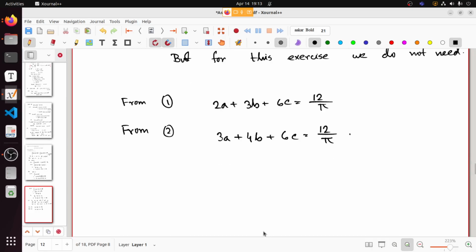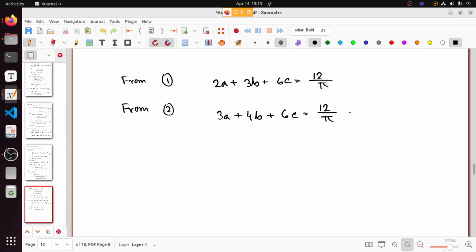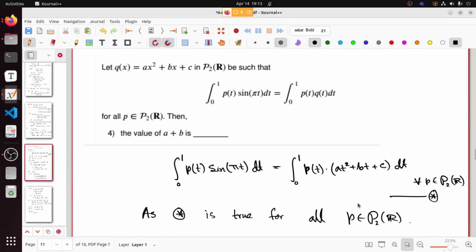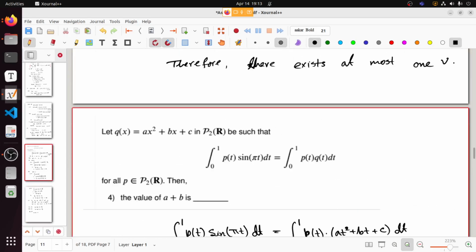Just subtract these two, 2 minus 1, then what will happen? So we will get a plus b equals 0, right? So this is the value of a plus b. So if you do 2 minus 1, you will get this. The value of a plus b is 0, right? So question number 4 is done.